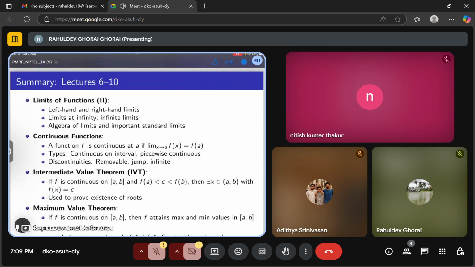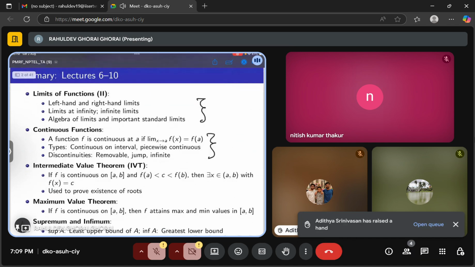When we have limit of functions, what we have, you must have seen, and then we have continuous functions. For a continuous function, the limit L should be f of a. Anyone asking a question, you can turn on your microphone and ask.